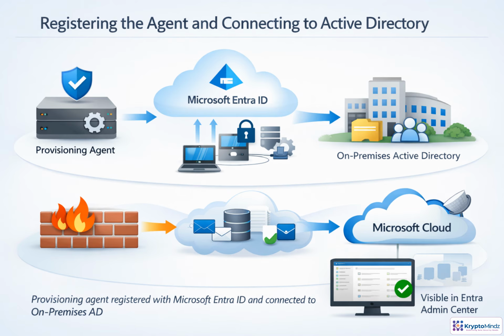Once the agent is installed, it needs to be connected to both your tenant and your local directory. Registration uses an administrator sign-in to establish trust between the agent and Microsoft Entra ID. You then connect the agent to the correct Active Directory domain using credentials with permission to read the users, groups, or other objects in scope.